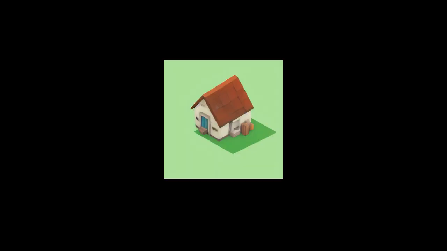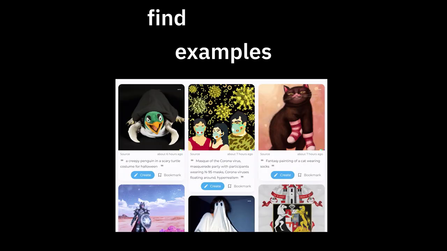You're using Stable Diffusion to generate art, but it's not giving you what you want. Here's how to generate stuff better. Step 1. Get familiar with prompt engineering. How? Find examples. I'm using OpenArt.